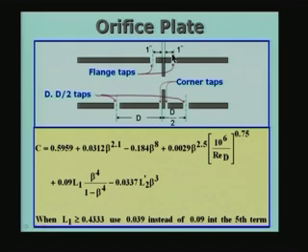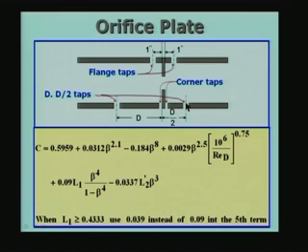So, this is one arrangement. You measure the delta P between the two flange taps as is shown. The second one is referred to as the D and D/2 taps. The first tap, the upstream tap, is at a distance of d from the orifice, and the second tap is d/2 from the orifice as is shown here, d and d/2 taps. So, this is one and this is two.